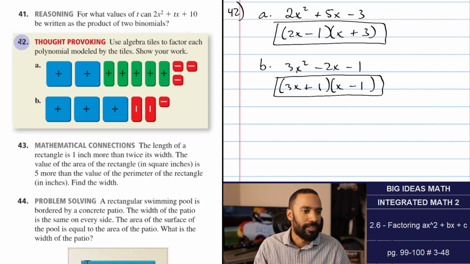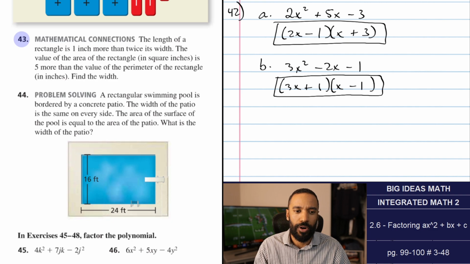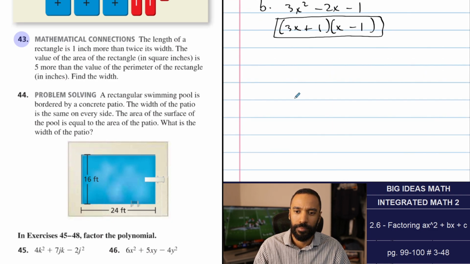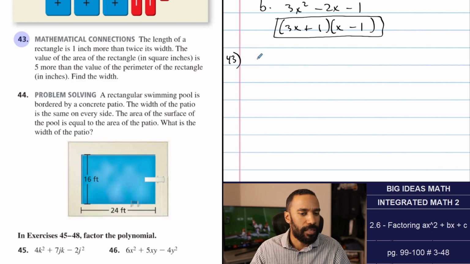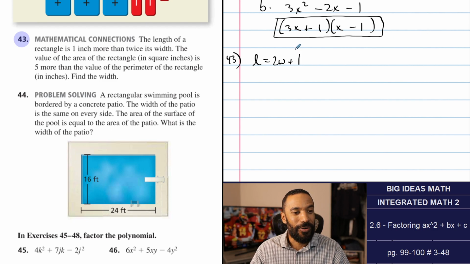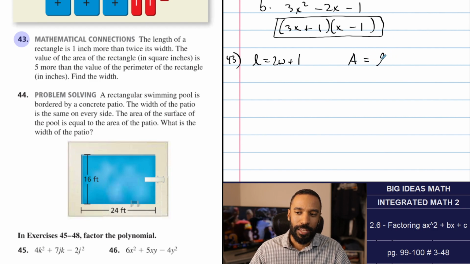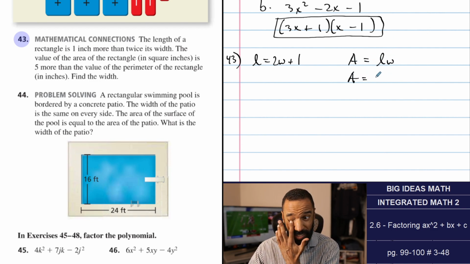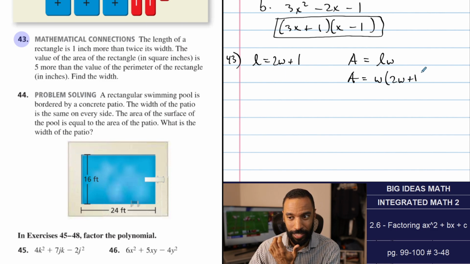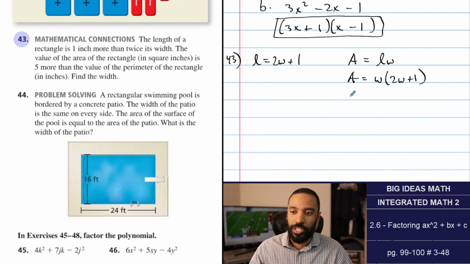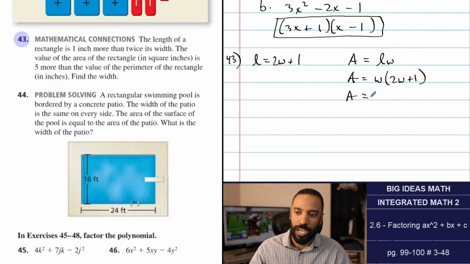Number 43. The length of a rectangle is 1 inch more than twice its width. The value of the area is 5 more than the value of the perimeter. Find the width. Okay, so let's do this. The area being length times width is going to be width times length. I like to write it that way. Which is also 2w squared plus w.